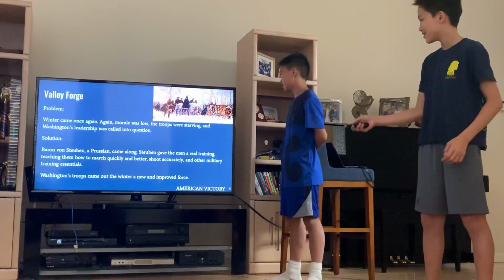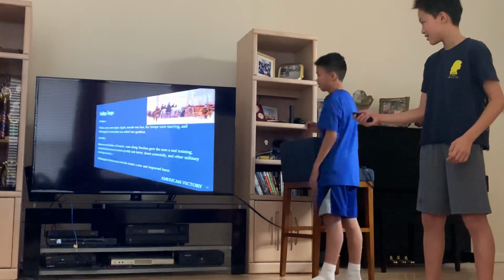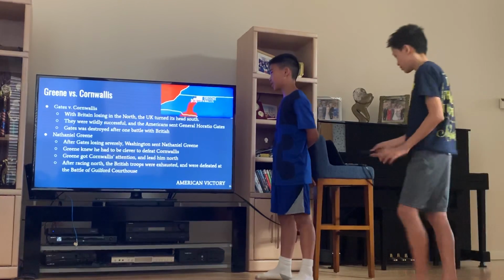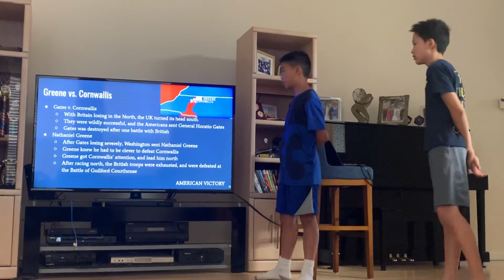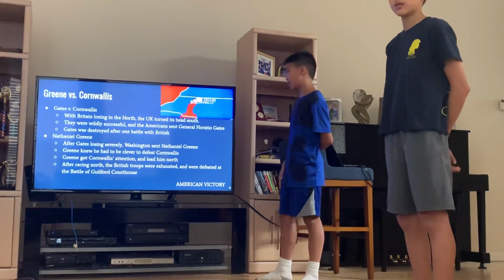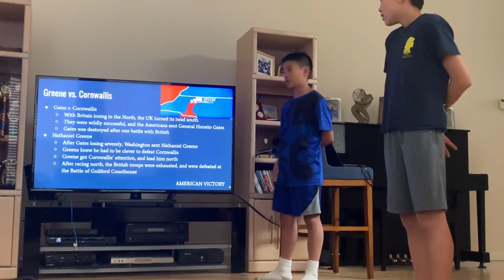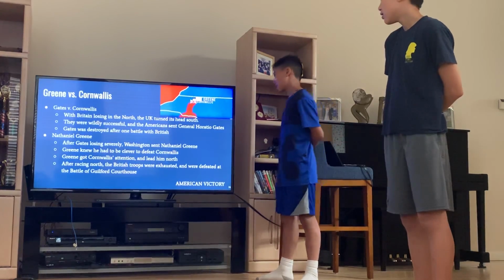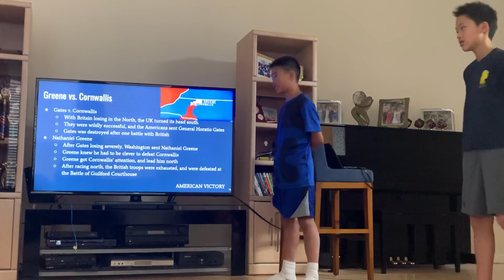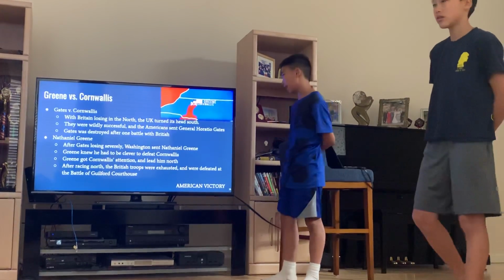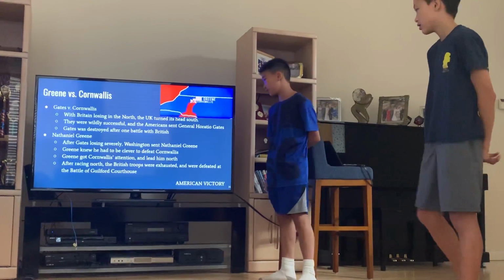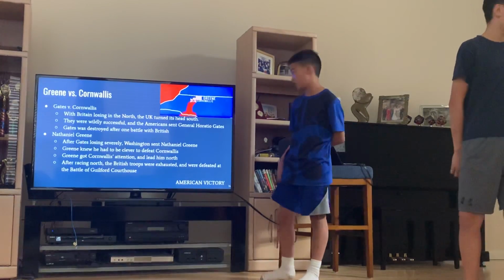Okay, versus Cornwallis. So after Britain losing in the north most of the time, the UK went south. They were wildly successful as they captured many cities, and the Americans sent General Horatio Gates. And Gates was destroyed after one battle with the British. After Gates losing severely, Washington sent Nathaniel Greene.